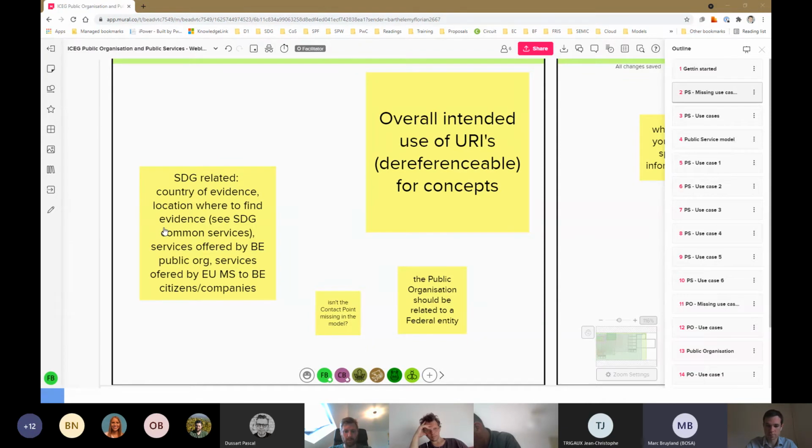So there is also the once-only technical system that is foreseen by SDG. There are common services that will be provided to be able to search where you can find the evidence in a certain country. So I think that this is what I mean with the country of evidence. The evidences will not only come from authoritative sources in Belgium, they will also come from other member states. And you have to be able to retrieve them. Yep. It's a valid point.